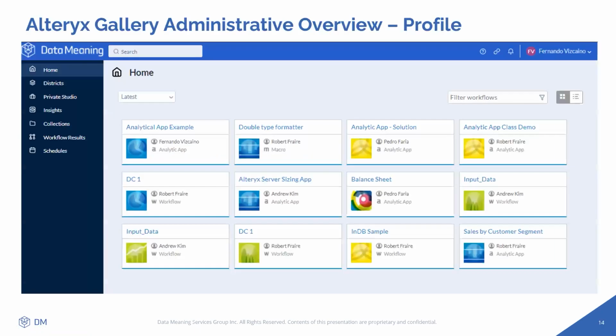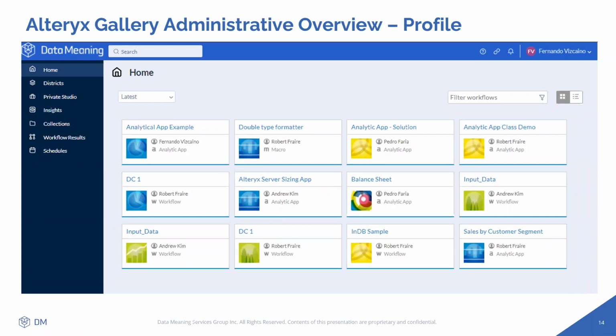So the first step there, so here is your private gallery. You have everything there. You have, for example, here the home page, the districts page, private studio page, insights, collection, workflow results, and schedules page, right? We are going to be covering everything here during this session, but let's talk first about your user.